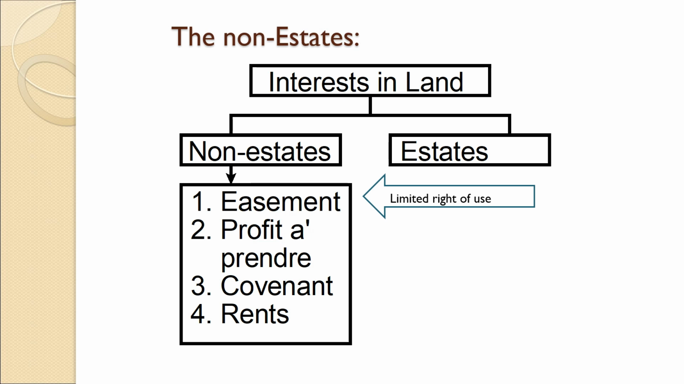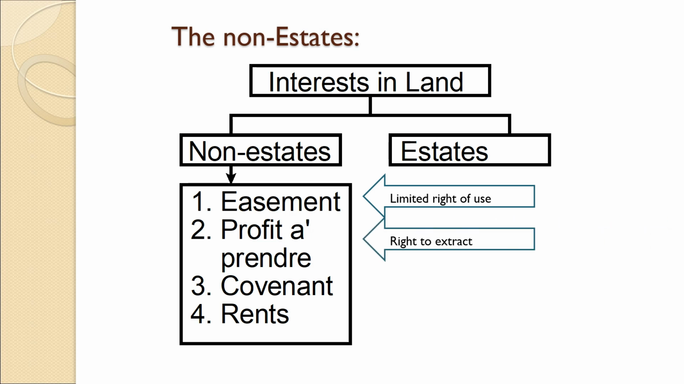Commonly, easements are given for things like pipelines, power lines, water lines, sewer lines, driveways, or sidewalks. Those are all examples in which you have the right to go on somebody else's land and make a limited right of use. It's a non-estate because it doesn't give full possession.